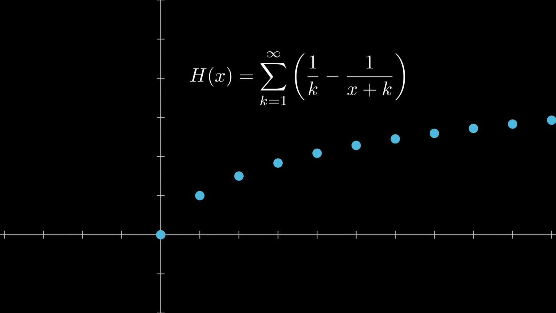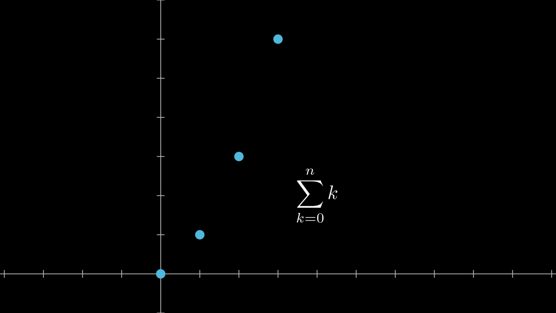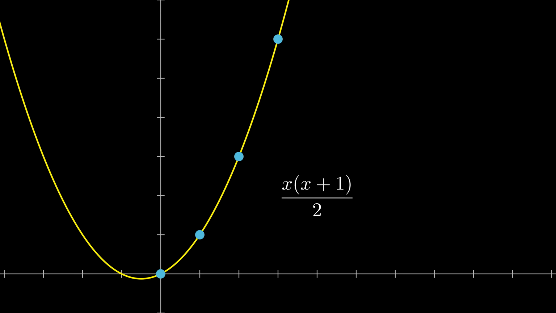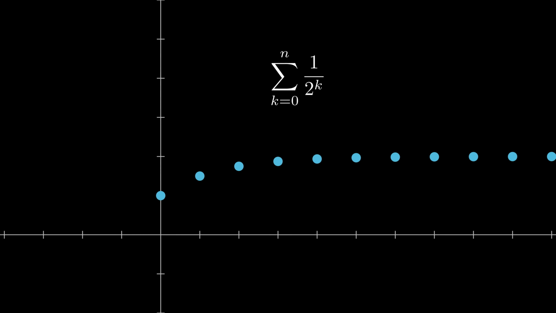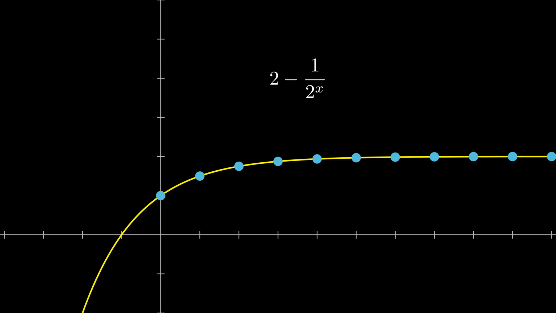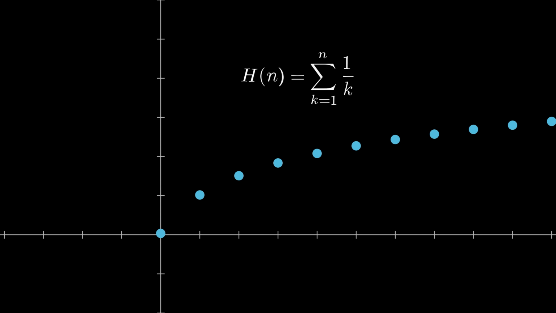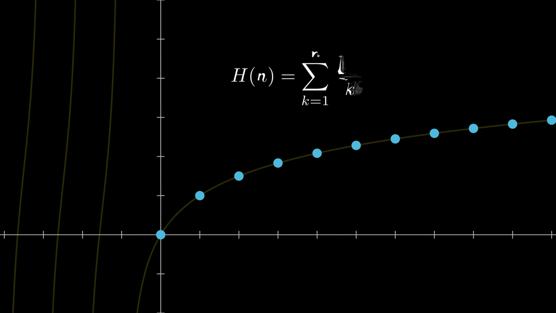Take, for example, the sum of natural numbers that I mentioned at the beginning of the video. That's just a parabola. And the sum of exponentials turns out to just be another exponential. But take reciprocals, and suddenly things get way more complex.